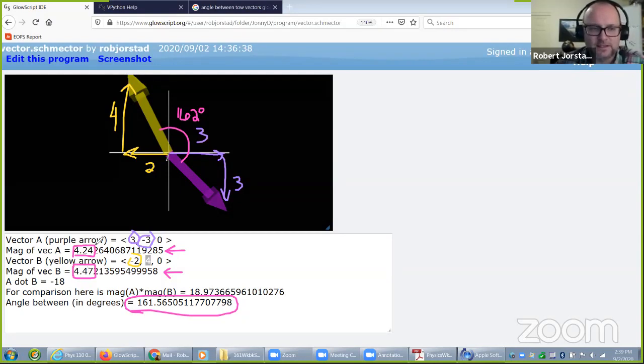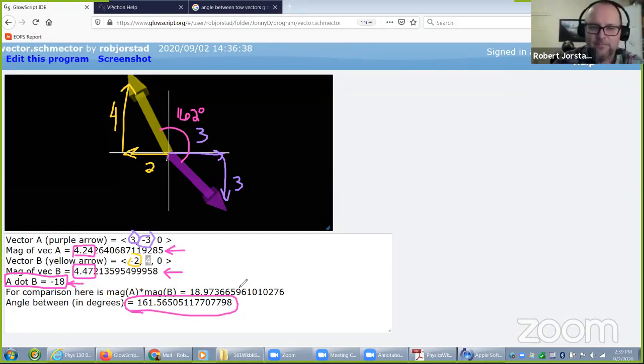And now look at this. I had the computer compute the dot product, and I'm going to show you how to do all the steps in just a minute. But the dot product is negative 18. Now, if we're trying to check this answer, that's where we need to know the physics, the physical meaning of these things. So think about it.